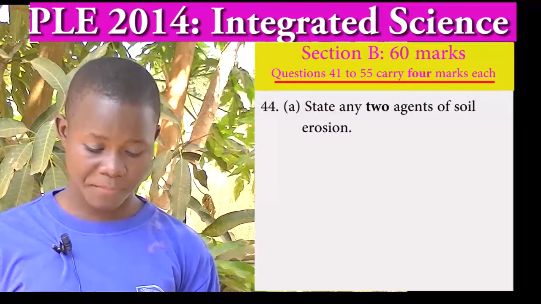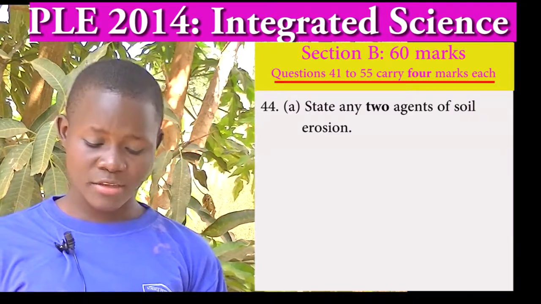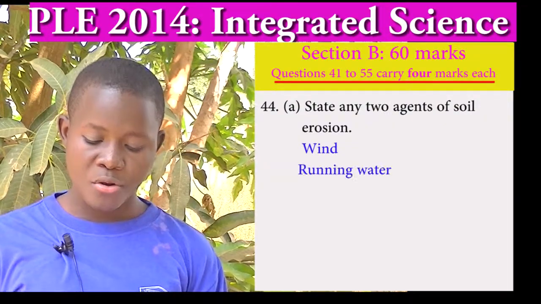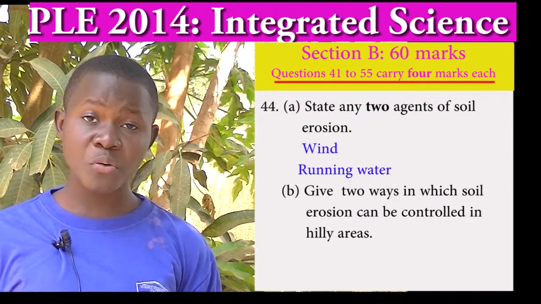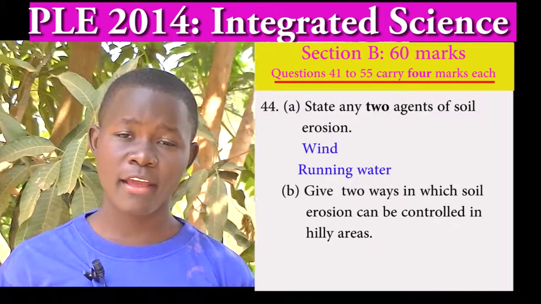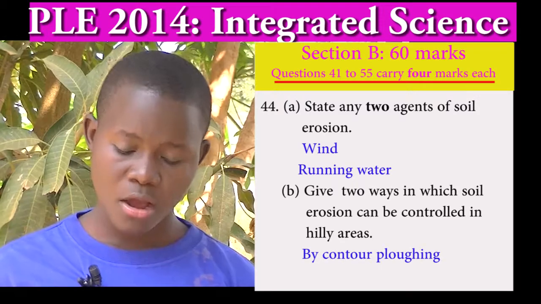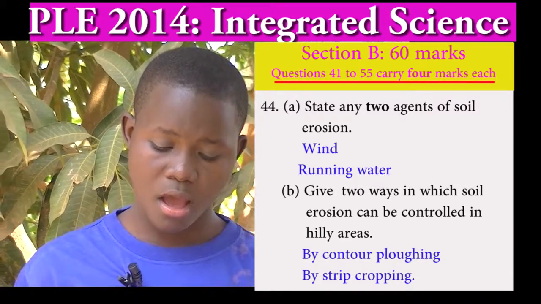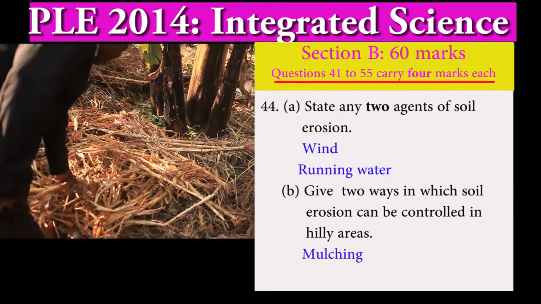Number 44. A. State any 2 agents of soil erosion. Wind, running water. B. Give 2 ways in which soil erosion can be controlled in hilly areas. By terracing, contour plowing, strip cropping, agroforestry, planting trees, mulching.